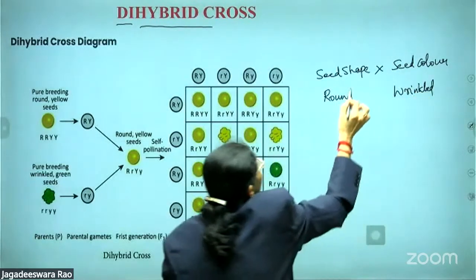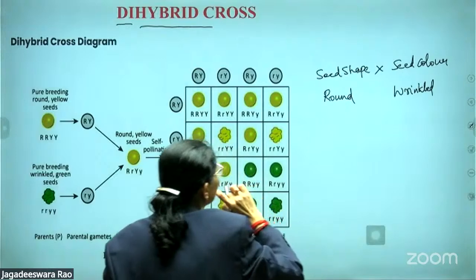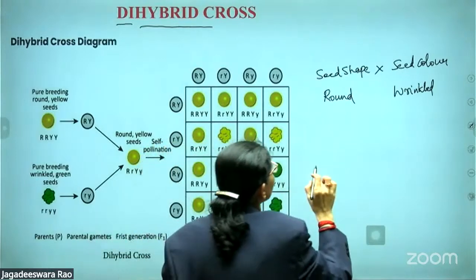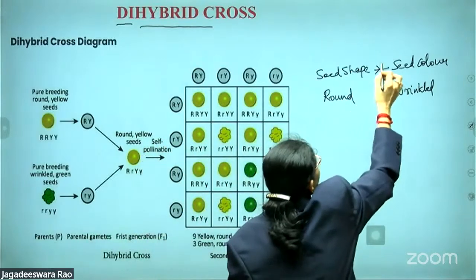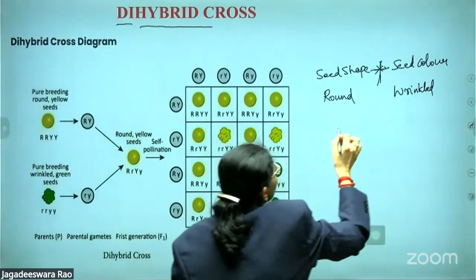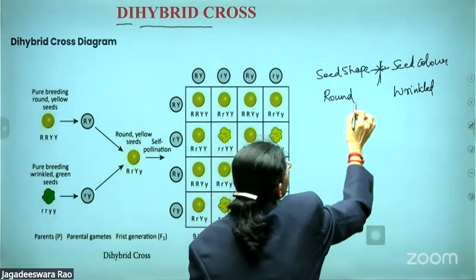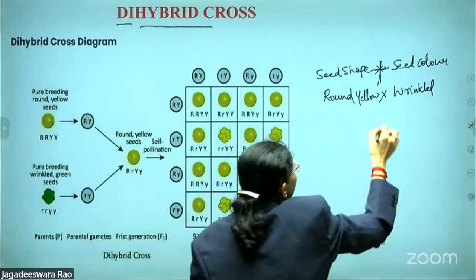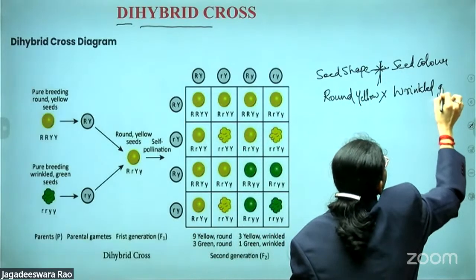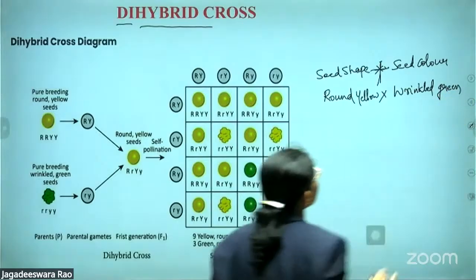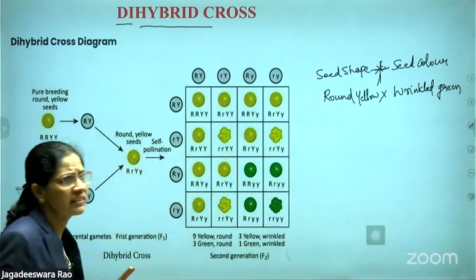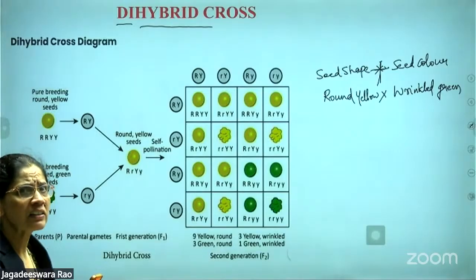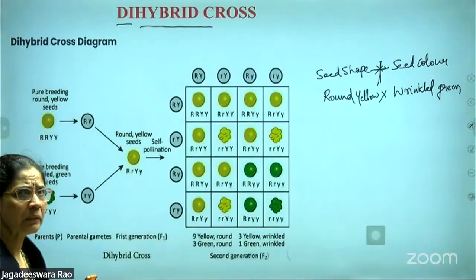And seed color, which is the seed color? Seed color is yellow, which is dominant over green. Yes. Seed shape and seed color are taken for Mendel's study. Which seed? Garden pea seed.